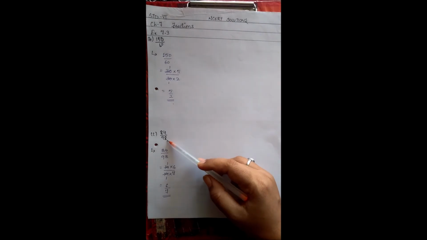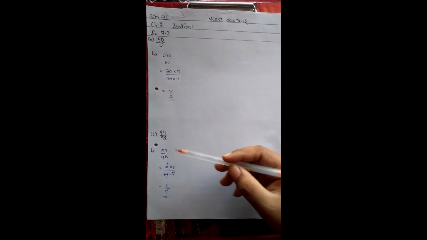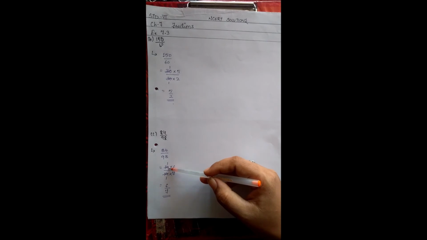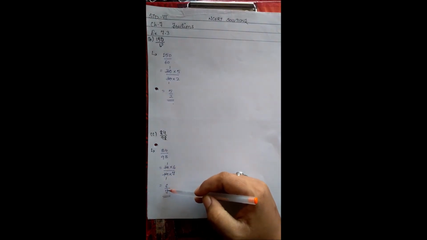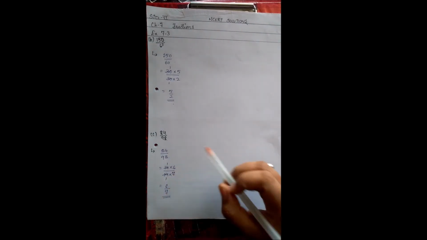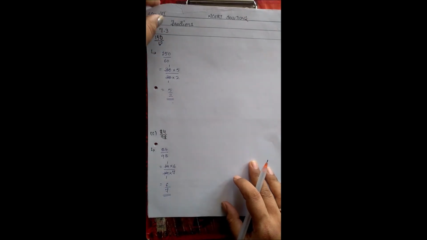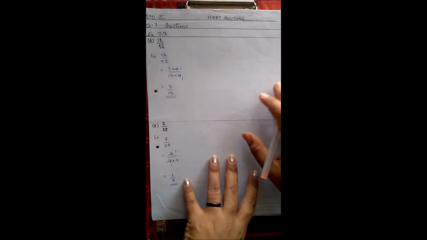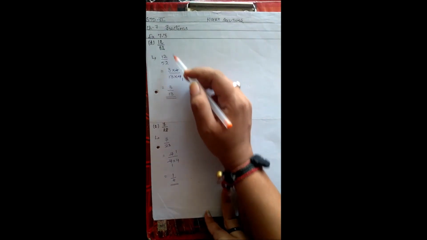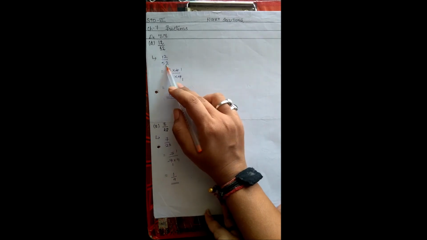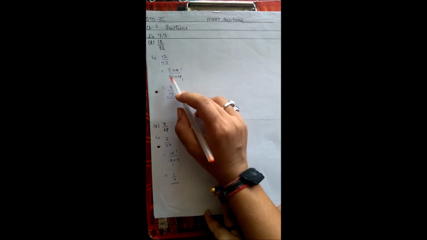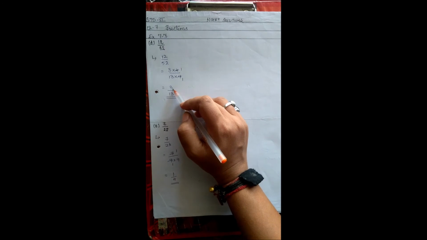Next question is 84 upon 98. Now 84 and 98 both come in 14's table. 14 into 6 is 84, 14 into 7 is 98. 14 will cut, so the simplest form is 6 upon 7. Next, 12 upon 52. So 3 into 4 is 12 and 13 into 4 is 52. 4 will cut, so the remaining, that is 3 upon 13, will be the simplest form.